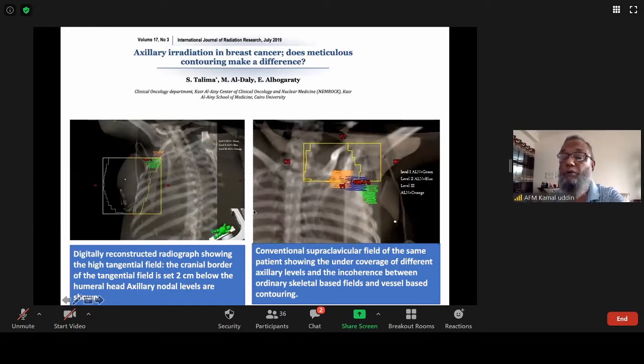So, does meticulous contouring affect outcomes? There's only one slide I want to show, where you can see that the normal tangent is not covering, and when you are putting a conventional supraclav, it is failing to cover all the nodes in a proper way.